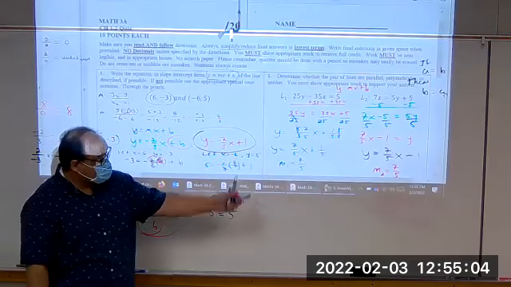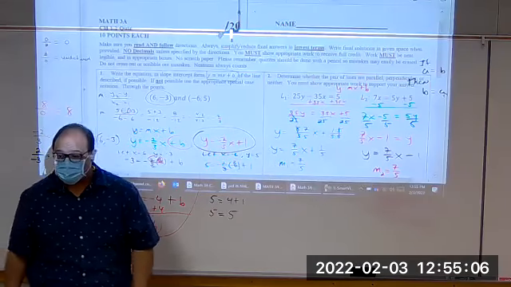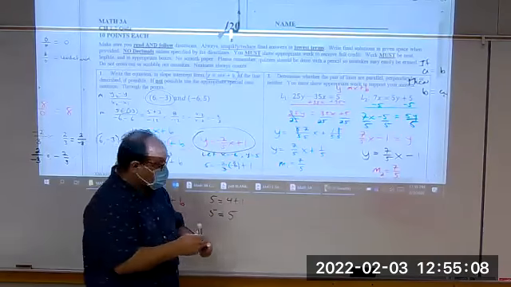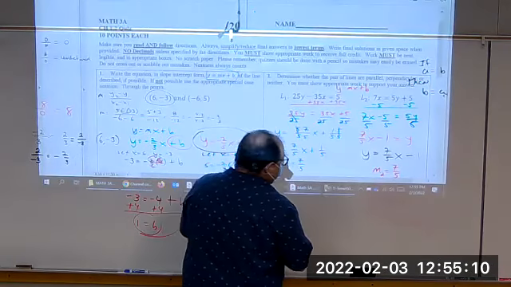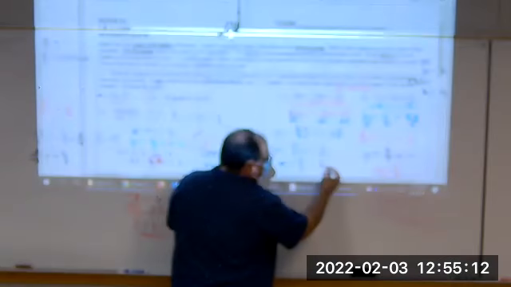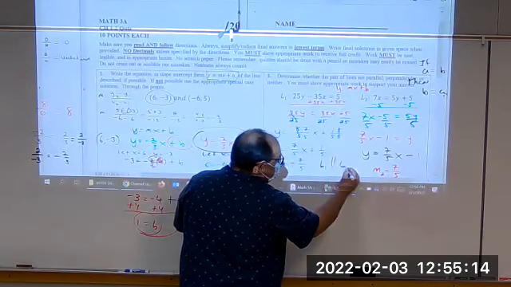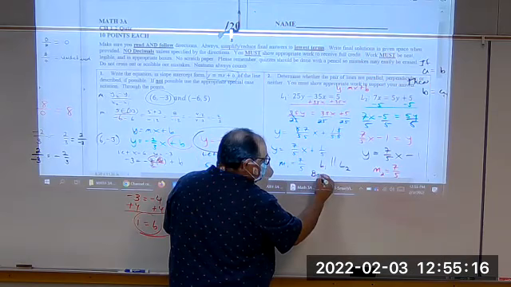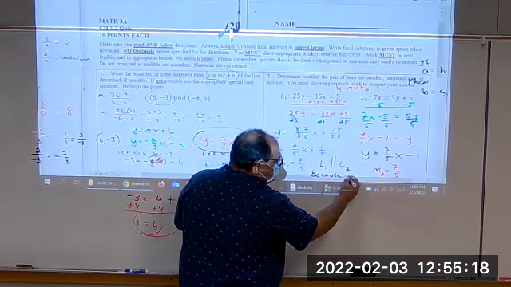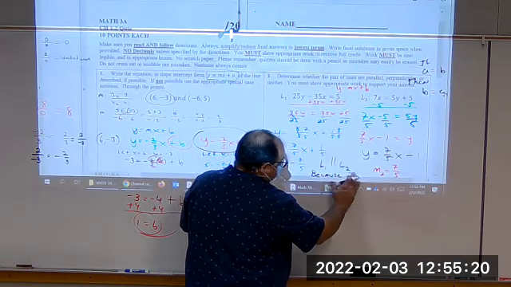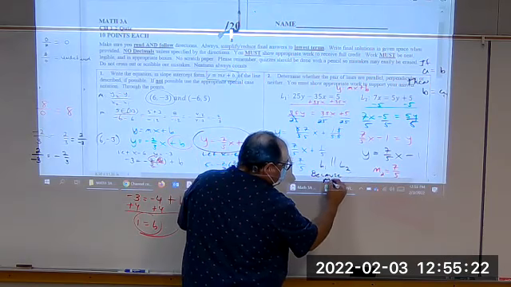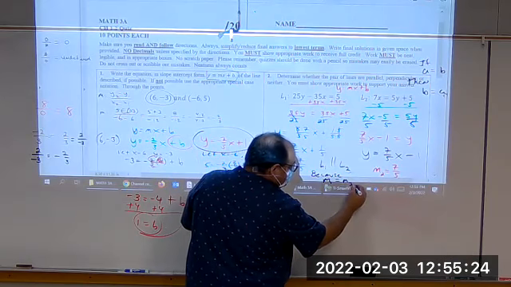So line 1, the slope is 7 over 5. Line 2, the slope is 7 over 5. So the 2 lines, line 1 and line 2, line 1 is parallel to line 2 because the slopes are equal. And you can say this basically because the slope of line 1 is equal to the slope of line 2.